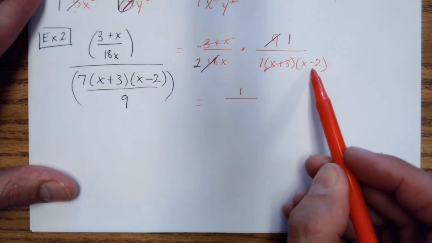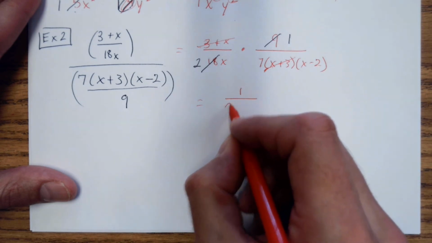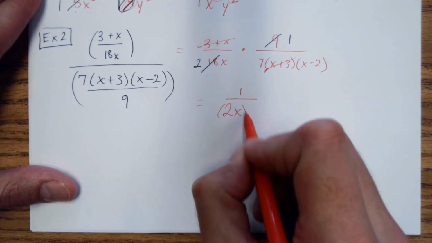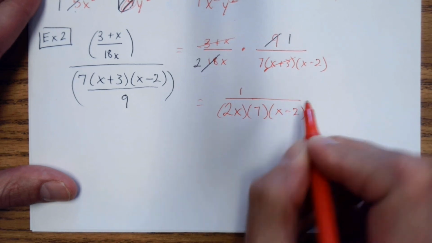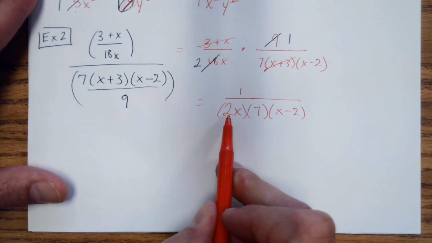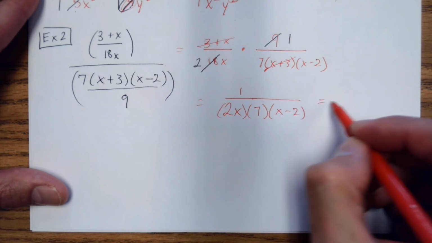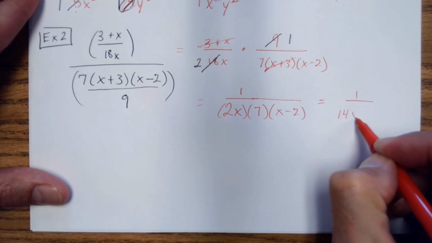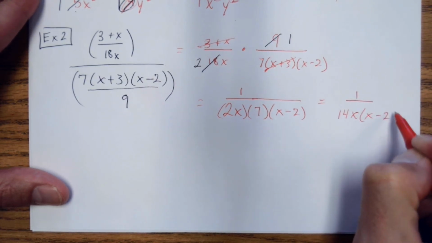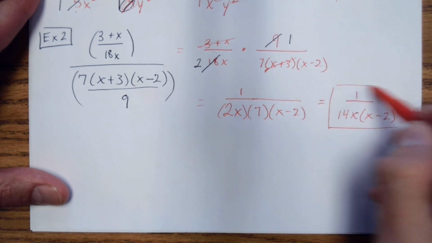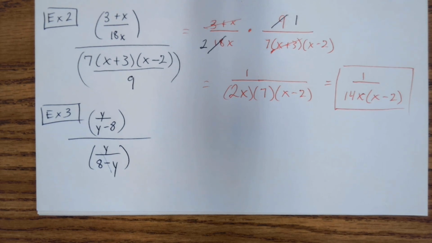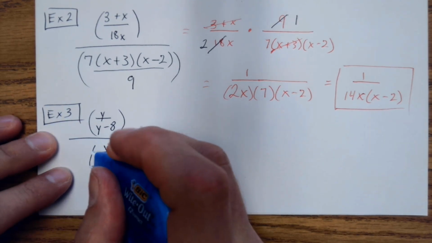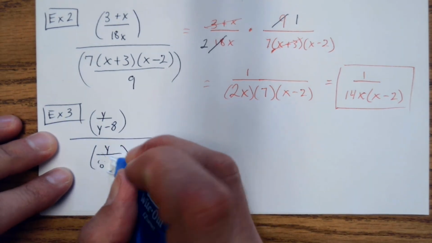And then x minus 2, I'll write this out in 2 steps just to make it extra clear. 2x times 7 times x minus 2. The 7 and the 2 are both coefficients, so we can multiply those. This is 1 over 14x, x minus 2. I didn't mean to have, this is not canceling out. It's just a streak.